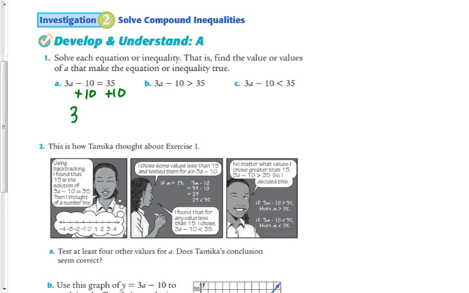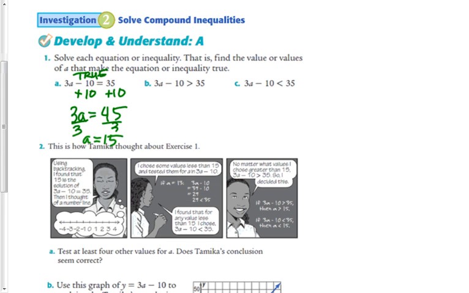Let's add 10. So we get 3 times a equals 45, then I need to divide by 3, and I get a equals 15. Okay, so I know that 3 times a minus 10 equals 35. It's true when a is 15. Now here I want the numbers to be greater than 35.